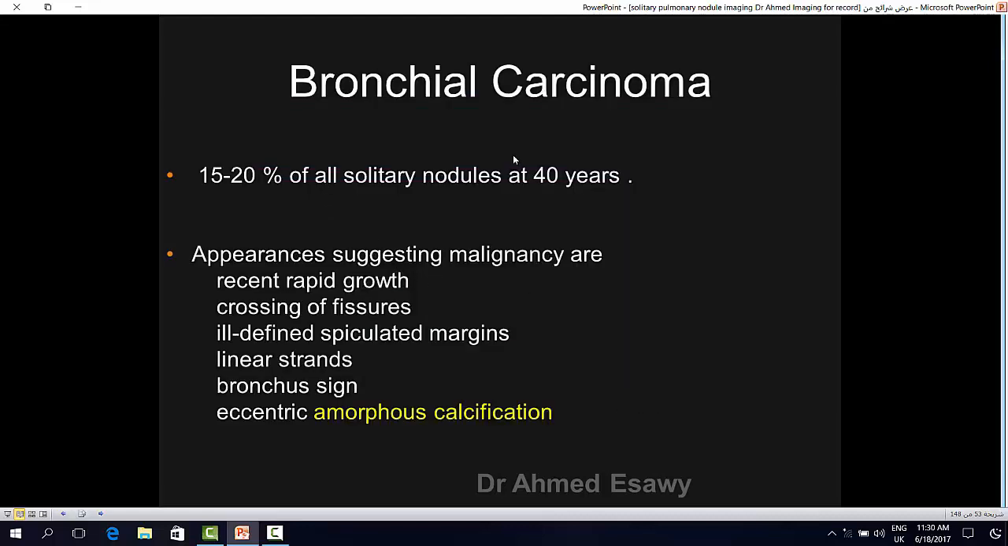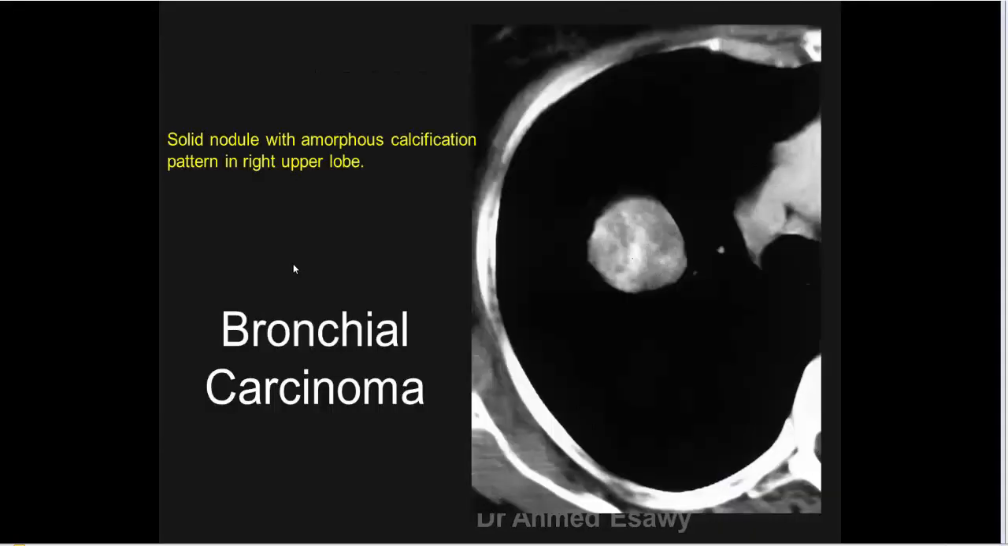Now, neoplastic malignant solitary pulmonary nodule. Bronchial carcinoma accounts for 15 to 20% of all solitary nodules at 40 years. Appearances suggesting malignancy are recent rapid growth, crossing of a fissure, ill-defined spiculated margins, linear strands, bronchus sign, and eccentric amorphous calcification.